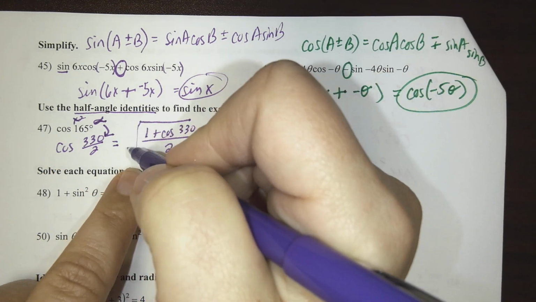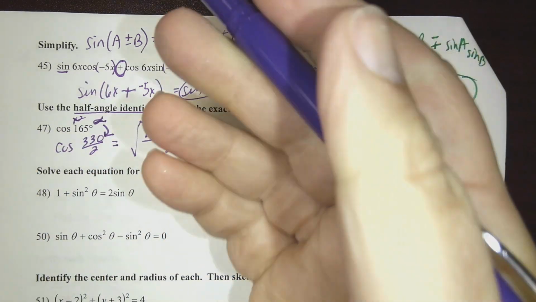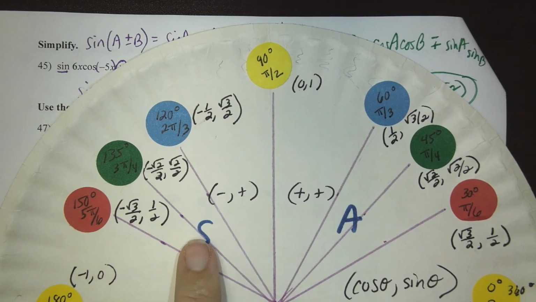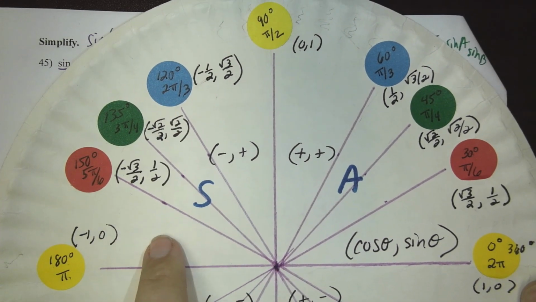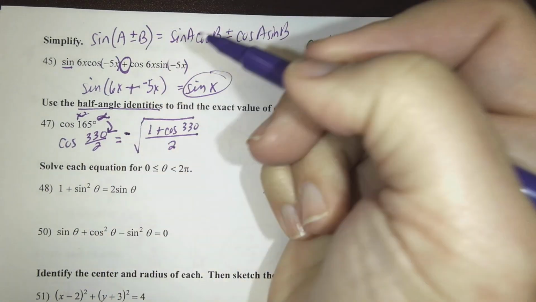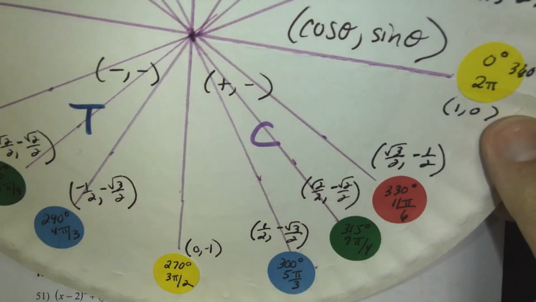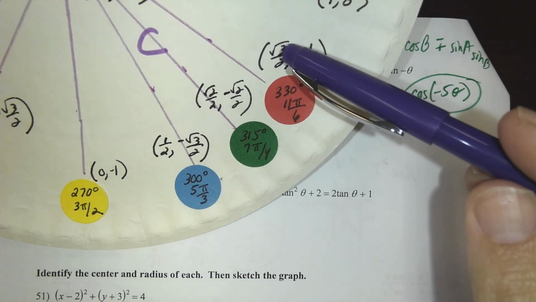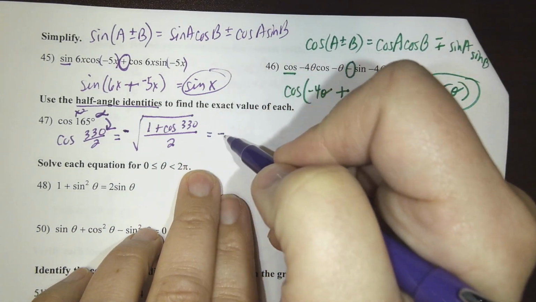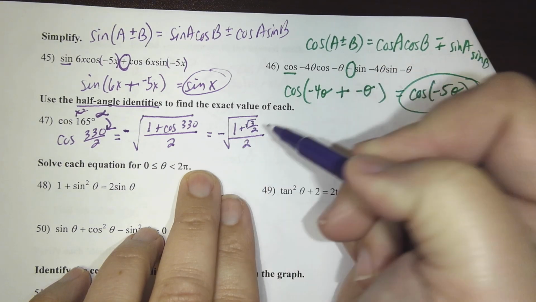Now, we need to know if it's plus or minus in front, and that's based off where the cosine of 165 is. So 165 is over here in this quadrant, and anything except for sine is negative. So we know this is going to be negative. Now we're going to look back at our unit circle for what the cosine of 330 is. Cosine of 330 is root 3 over 2. So I'm going to replace that with 1 plus root 3 over 2, all over 2.